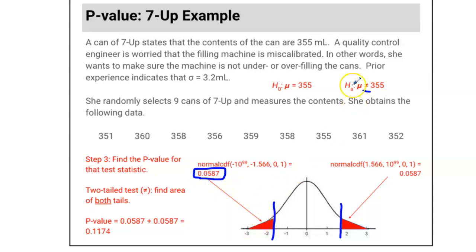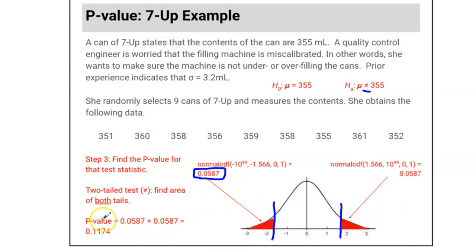So her result, that 356.67, could be up here, right? That is an unlikely event, but it's equally as unlikely as a can that is underfilled by that same amount. So the probability of 0.0587 is below here, and the probability of 0.0587 is up here.